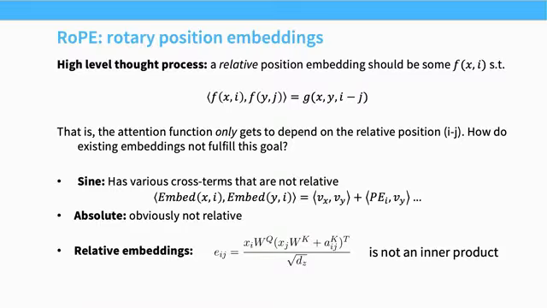And every existing embedding before it didn't really fulfill this equality. Sine is not relative because it has these absolute cross terms that are not relative. Absolute position embeddings, just by the name of it, are obviously not relative. And then relative embeddings, technically these are relative, but they're not really embeddings because they're just adding to the attention matrix, right? So there's no inner product structure that you can extract out of this.